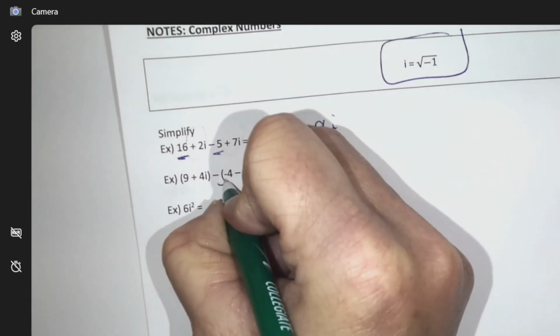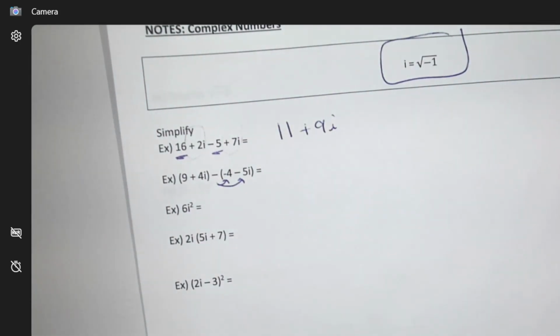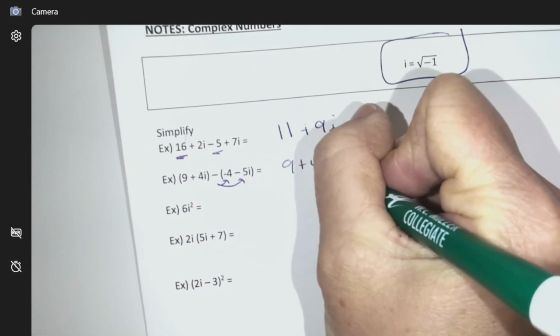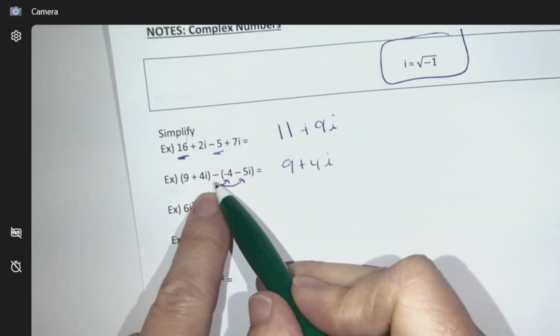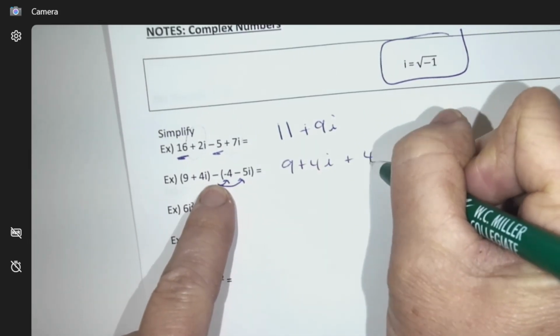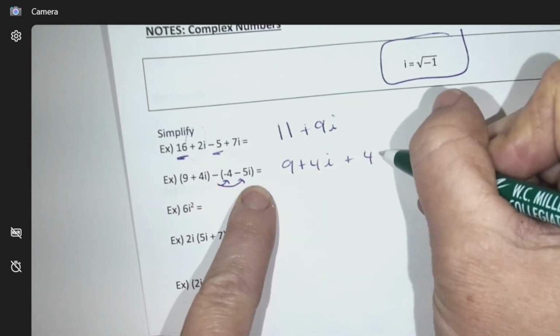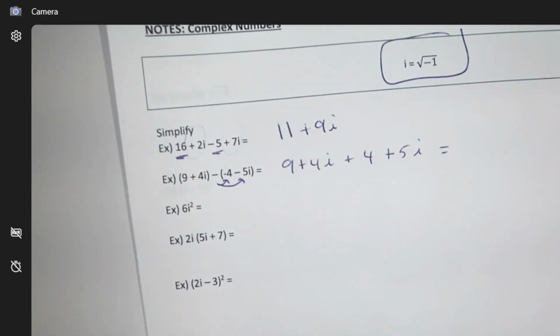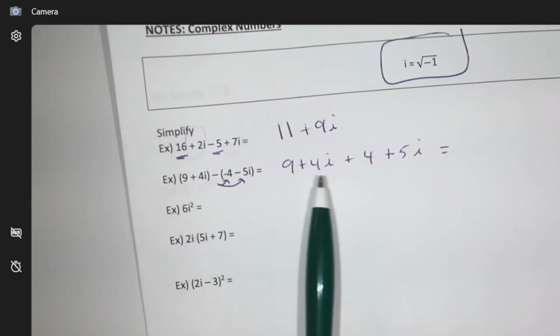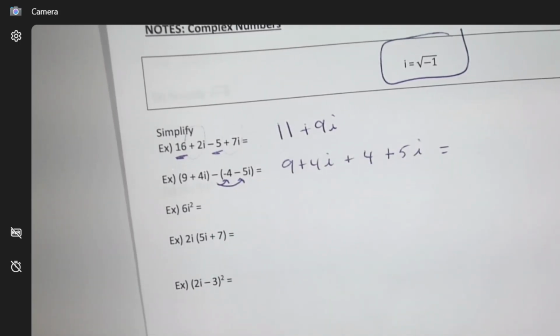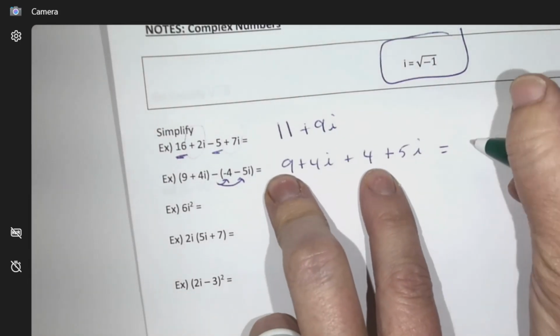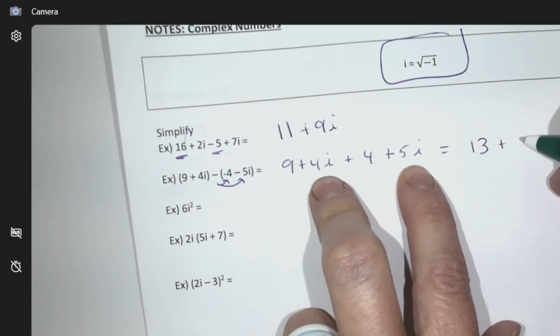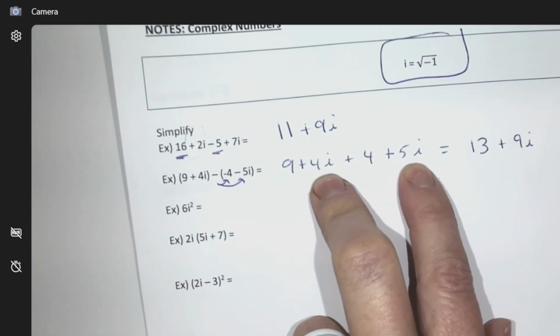Okay, number 2, I would have to do some distribution there of a bracket. So 9 plus 4i, then this would be plus 4, and distributing there would be plus 5i. So distribute, the negative made the plus. Now collect. So I can do a 9 plus a 4. And then I can do 4i plus 5i.